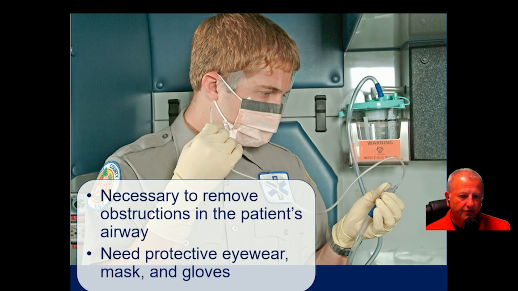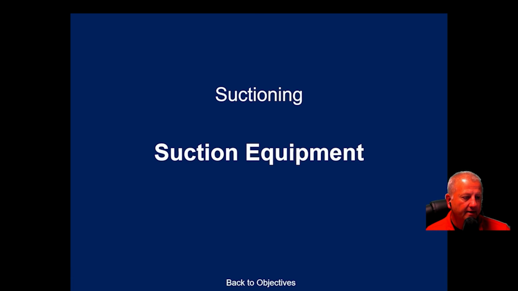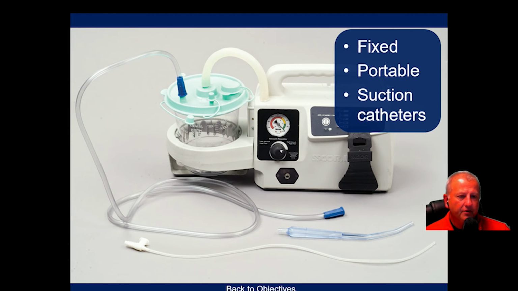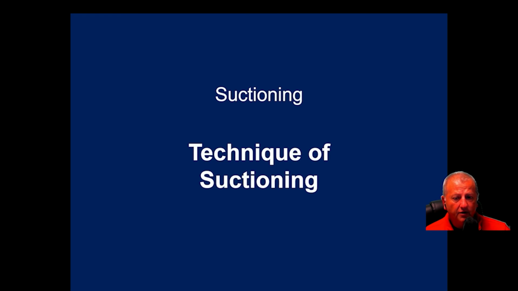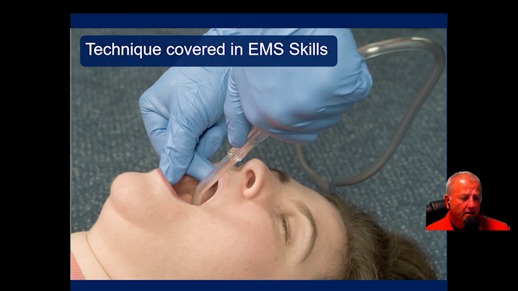All right, standard precautions. This young man has standard precautions. He's going to suction somebody's airway. So what does he have? He has his eye shield, his face mask, gloves. Those are standard precautions for suctioning. Standard precautions for wrapping a wound might just be gloves. But when you suction someone's airway, standard precautions is this. That is how it works. Suction equipment. So there's fixed and portable suction catheters. You'll do that in lab.